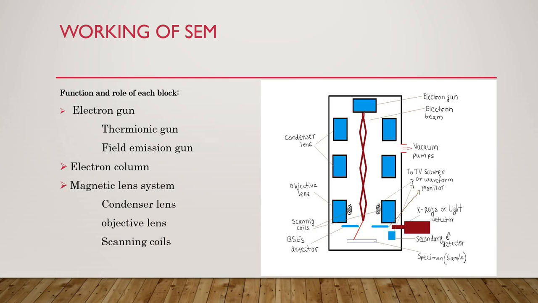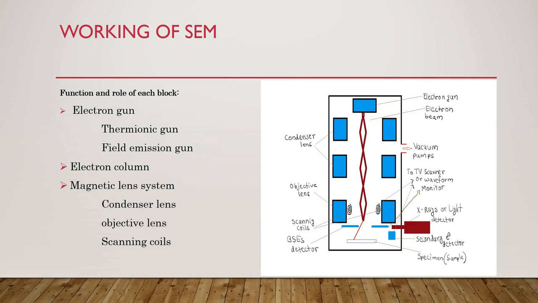Then the electron column. The electron column focuses and illuminates the specimen using the electron beam generated by the electron gun. As the beam is scanned over the specimen in the X and Y directions, secondary and backscattered electrons are produced and detected. By amplifying and modulating the brightness of the detected electron signals, an image is produced.